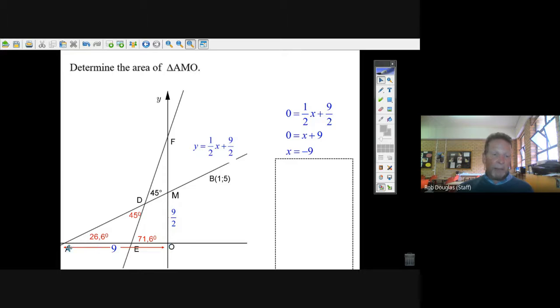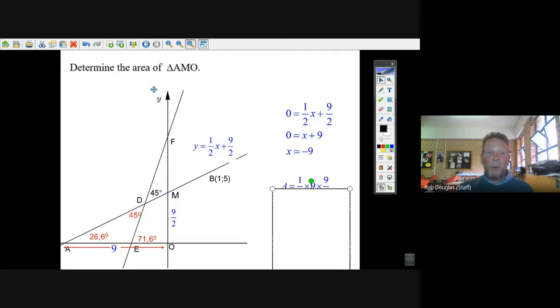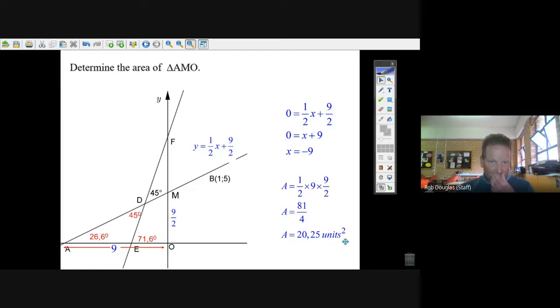So look, I've got the base of the triangle, and I've got the height of the triangle. All I need to do is go 1/2 the base, which is 9, times the height, which is 9/2, and that should give me the answer. Well, 9 times 9 is 81, 2 times 2 is 4, and 81 divided by 4 is 20 1/4. That's 20.25 square units, because they asked for area. So the answer is 20.25 square units.